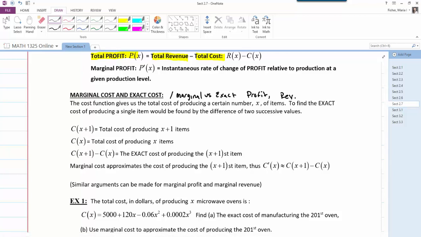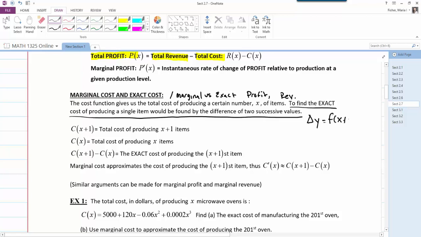So the cost function gives us the total cost of producing x number of units, right? To find the exact cost of producing this, what are you going to look for? You're going to look for your delta y. How do you find delta y? Well, remember, delta y is f of x plus delta x minus f of x.